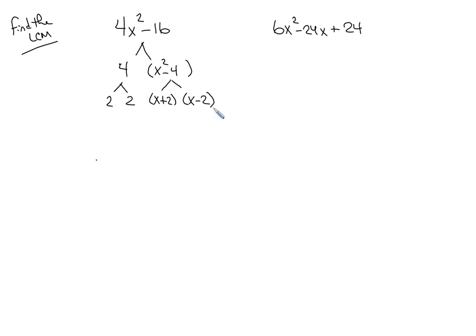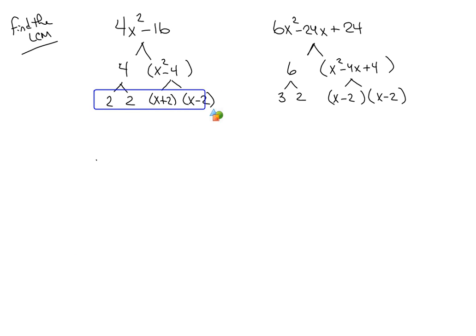Okay. Now, what about this one? What could we take out first? A 6. What would be left over? Does 6 break down? 3 and 2. Does this break down? Into what? Does anything break down further? No. So now what we need to do is we need to make sure that both are happy.